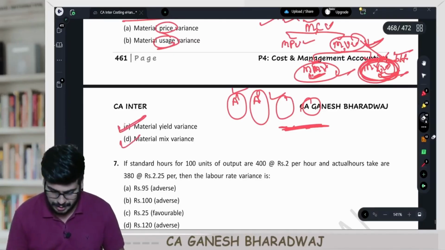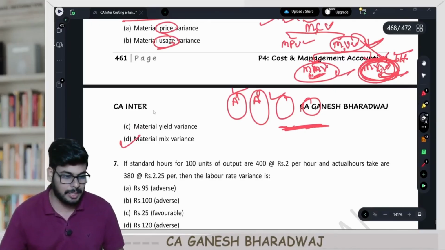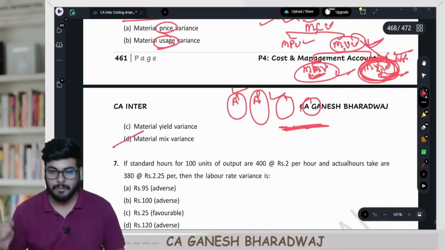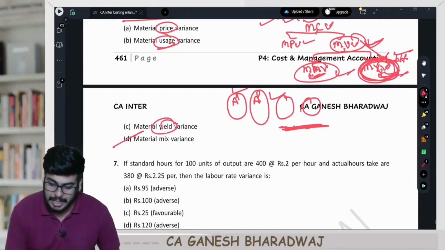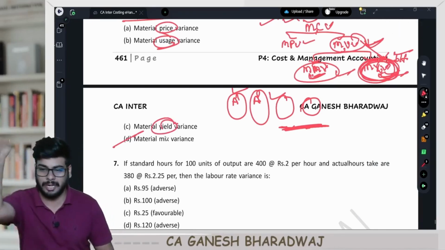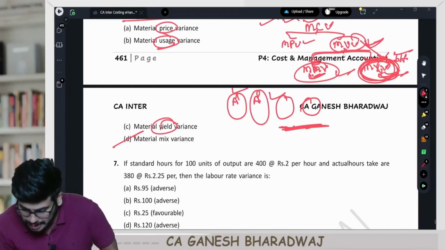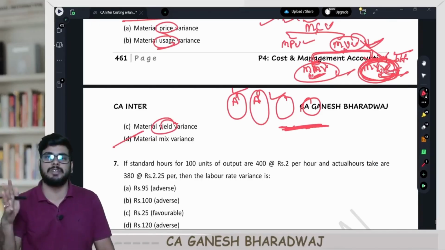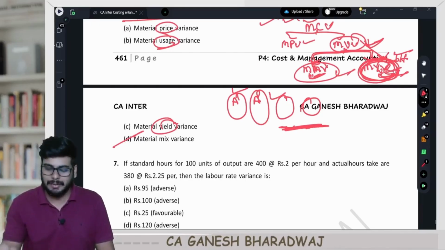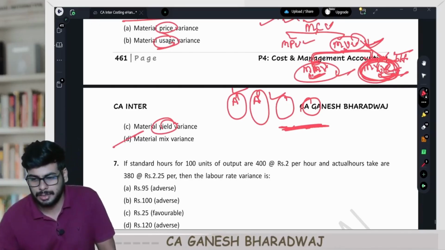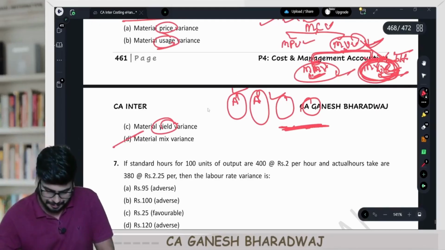Are you clear with this, guys? So mix variance will come only when you have more than one type of raw material. Yield variance can still be there if you're having only one type of raw material. Just because we classify this into two, don't think that yield variance will not be there when you're having a single raw material. Yield variance is nothing but usage variance when you have a single type of raw material. Next.